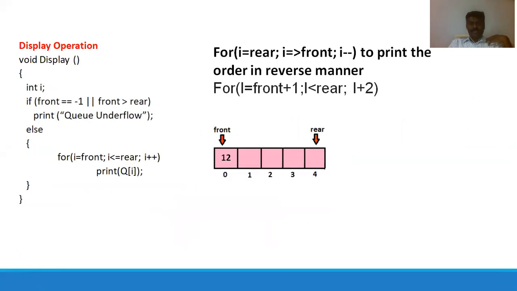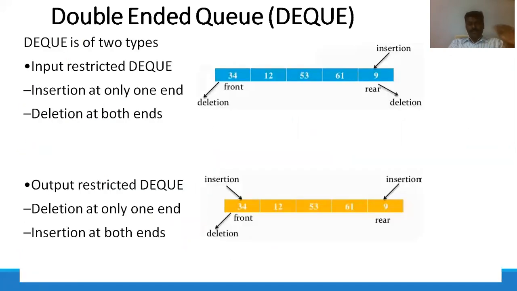Next we discussed the double-ended queue, which has two types: the input restricted DQ and the output restricted DQ. In an input restricted DQ, inserting is possible at only one end, but deletion is possible at both ends. In an output restricted DQ, inserting is possible at both ends, but deletion is possible at only one end. Okay, these are the important topics discussed in today's session. Thank you to all.